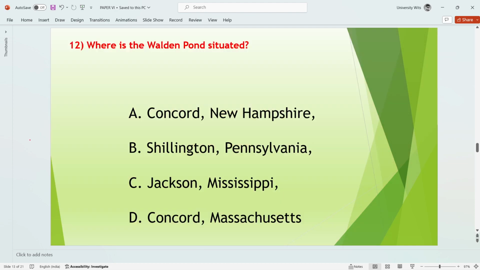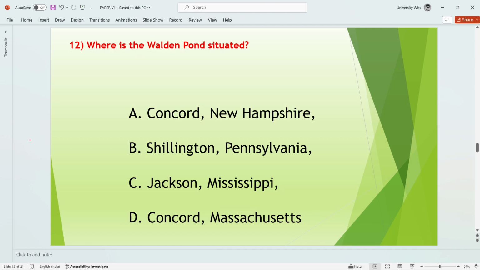Where is Walden Pond situated? Concord, New Hampshire; Shillington, Pennsylvania; Jackson, Mississippi; Concord, Massachusetts. So basically, if you read it in your SLM, you will get this answer on the first or second page.